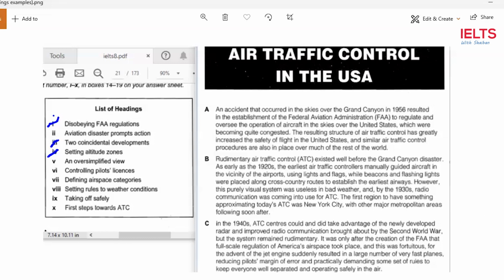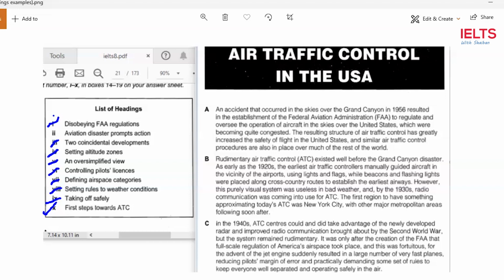Oversimplified view, number 5, nothing about oversimplified view. Controlling pilots' licenses, nothing about pilots or licenses. Defining airspace categories, nothing about categories or defining airspace. Number 8, setting rules to weather conditions, nothing about the weather or its conditions. Taking off safely, again, nothing is about taking off safely. First steps towards ATC, yes, that's the correct answer because the keyword is ATC here.